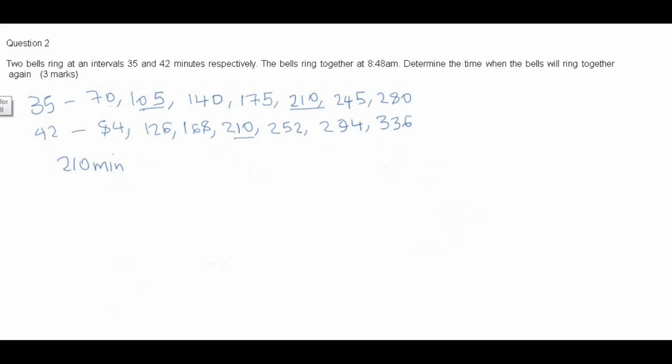Okay, change this into hours. It will be 210 divided by 60, so that is 3 hours with a remainder of 30, which equals 3 hours 30 minutes. So the bells rang together at 8:48 a.m.